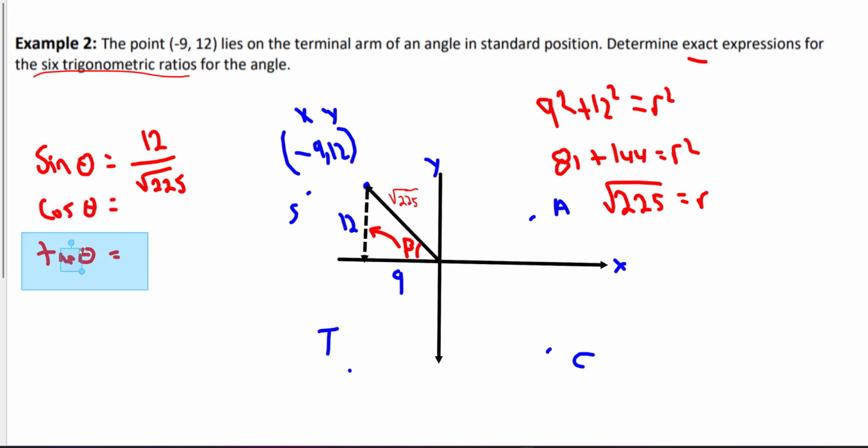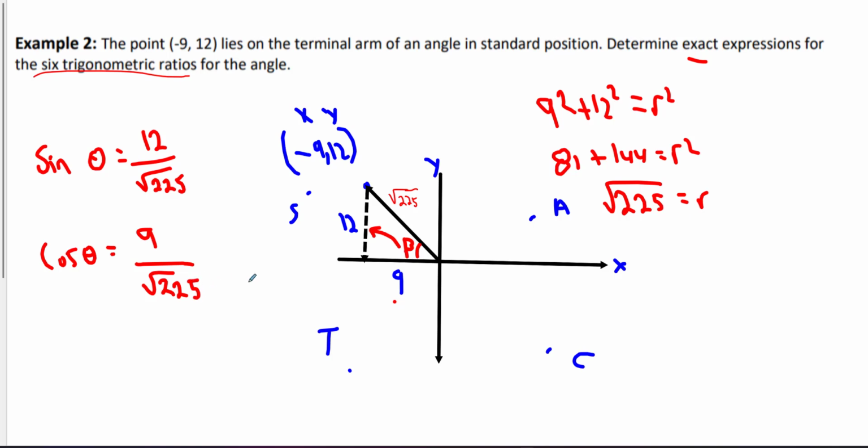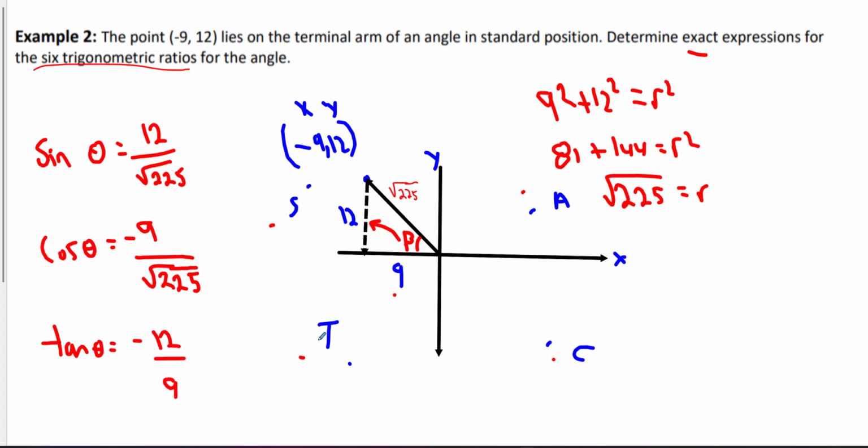So what I'm going to do is, I'm actually going to make myself some more space, because I didn't leave myself space here. I'm going to do cos theta now. Cos theta is adjacent, which is 9 over square root 225. But hold on, use the cast rule to figure out, in this quadrant, is cos negative or positive? And cos is negative, so the final answer has to be negative 9 over square root 225. And then tan theta is opposite, which is 12, over adjacent, which is 9. And tan is actually negative in this quadrant, so it's negative 12 over 9.